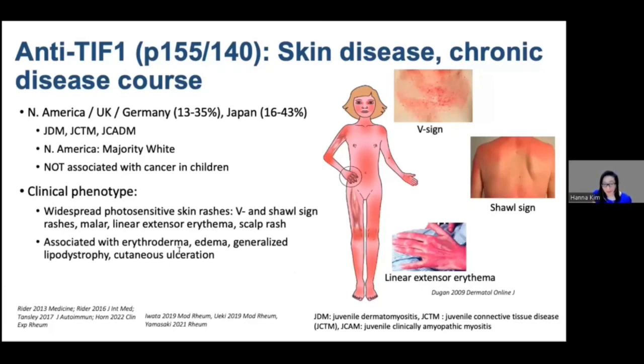Anti-TIF1 is also associated with erythroderma, which is a red rash that covers the entire body, swelling or edema, and lipodystrophy, or loss of fat in certain areas, and ulcers of the skin. There can be variable amounts of weakness, and it's associated with that chronic or polycyclic disease course.